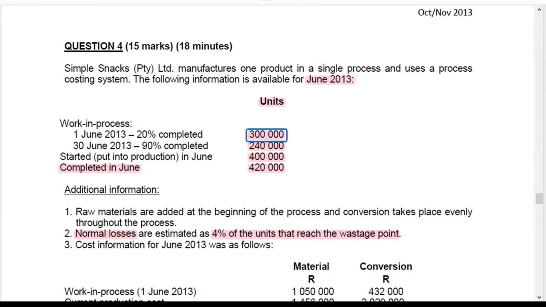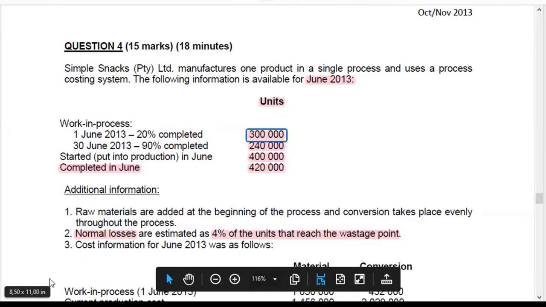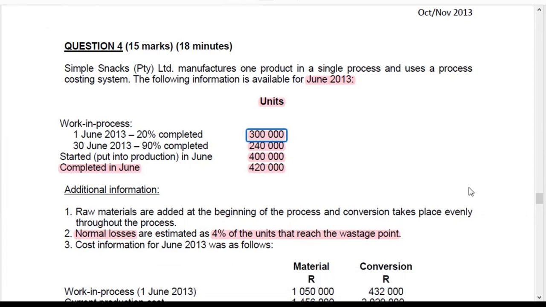So let's calculate. Where's that calculator? Here it is. So that means it's 300,000 multiplied by 4%, 0.04, right? So it's 12,000. That's the normal loss. So this rule tells you that the 300,000 needs to be reduced by the 12,000 normal loss because it experienced loss. So you have to show it. Then your answer is 288.